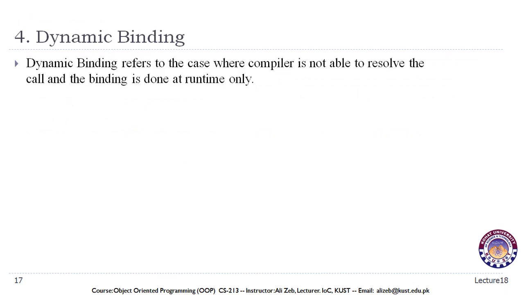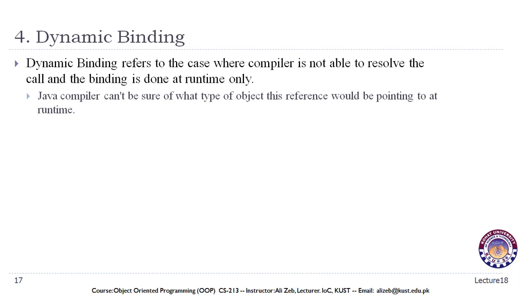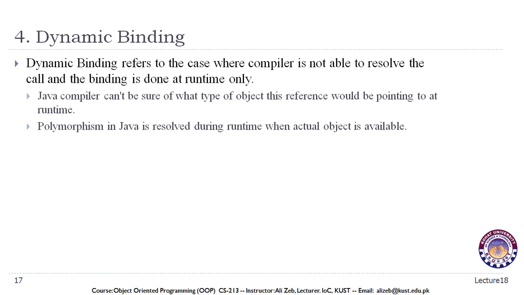Now let's look at dynamic binding. It refers to the case where the compiler is not able to resolve the call and the binding is done at runtime only. So in dynamic binding, when we are calling a method, for example, we do not know in advance which method will be called. That is dynamic binding, and that is a situation that arises when we use polymorphism. The Java compiler can't be sure of what type of object a reference would be pointing to at runtime. Polymorphism in Java is resolved during runtime when the actual object is available.